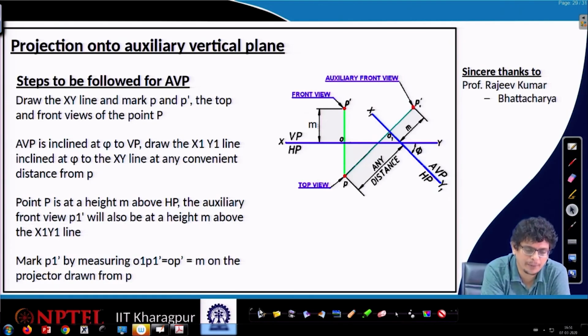After marking P1 prime, if we measure O1, the intersecting point, and drop a line to P1 prime, O1 P1 prime is equal to OP prime. That is the way we mark it.